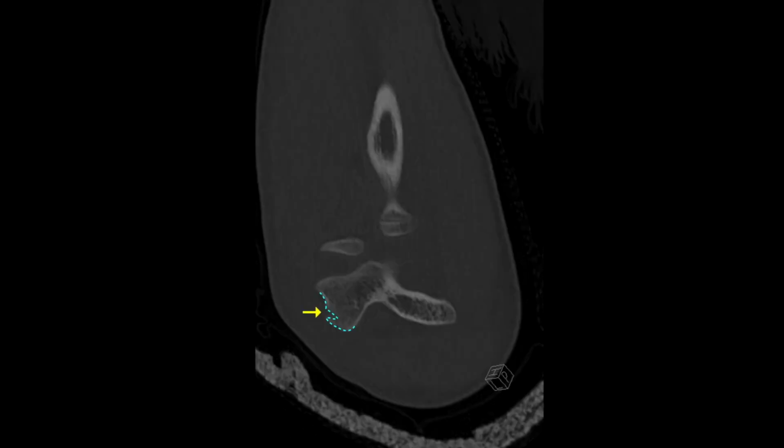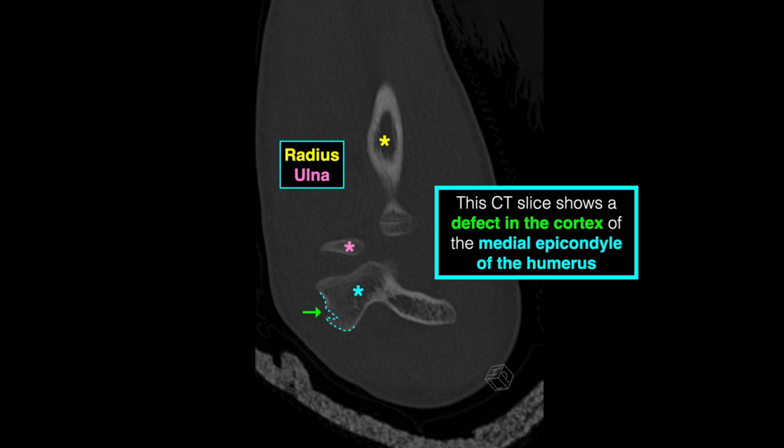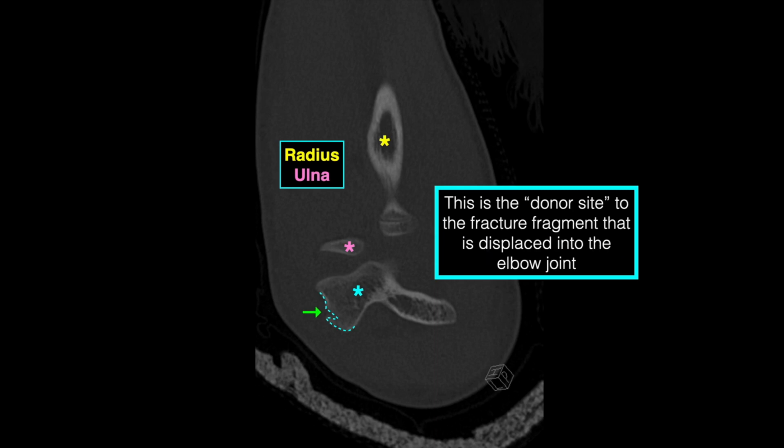If you look here, this slice shows a defect in the cortex of the medial epicondyle of the humerus. This is the donor site for the fracture fragment that is being displaced into the elbow joint. The term donor site refers to where the piece of bone actually broke off from.